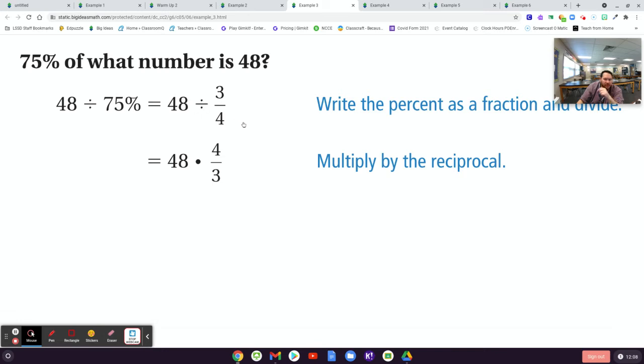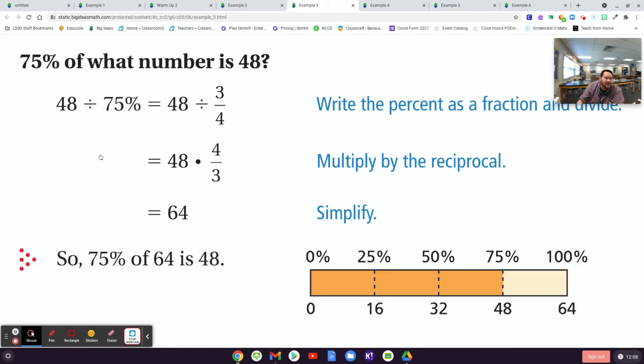So hopefully you remember that when you divide fractions, you've got to do the reciprocal of the second fraction. You flip it over, and then it becomes a multiplying problem. So it's 48 times 4/3, which is 64. And again, you can cross cancel, or you can just multiply 48 times 4 and then divide by 3. So 75% of 64 is 48.